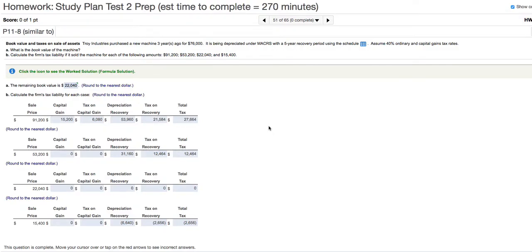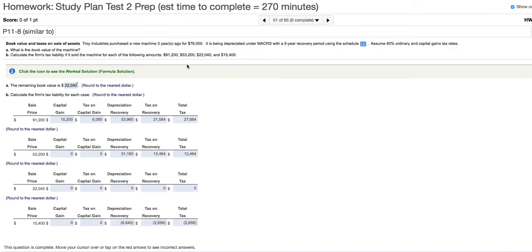All right, so what we're looking at here is problem 11-8, and what we're doing is calculating the book value and then the associated taxes on the sale of an asset at various prices. There's four different sale prices here that we can look at. We'll look at the first one, 91,200, in depth, but the other three we'll just touch on briefly since the mechanics are mostly the same.